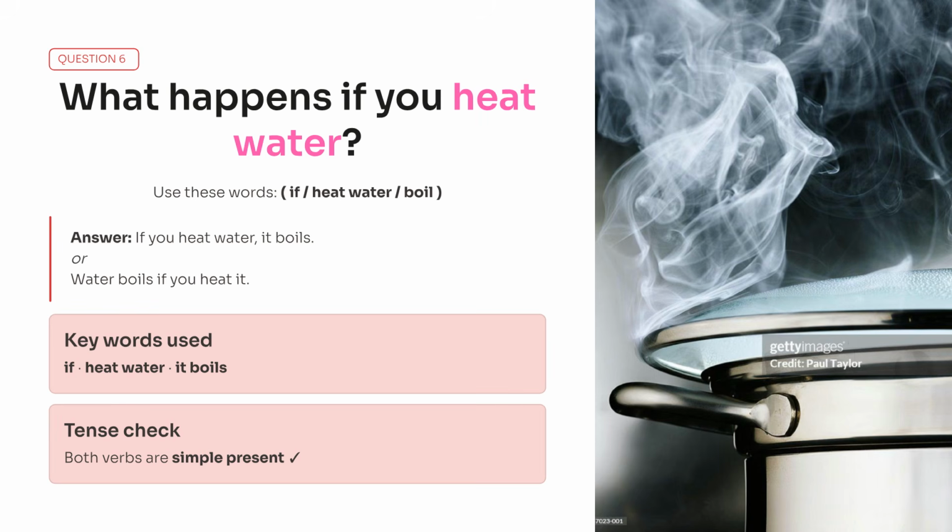Look at question 6. What happens if you heat water? Using the clue words if, heat water, and boil, our answer is if you heat water, it boils, or water boils if you heat it. Both verbs, heat and boils, are in the simple present tense.